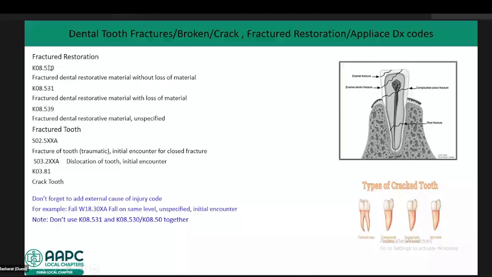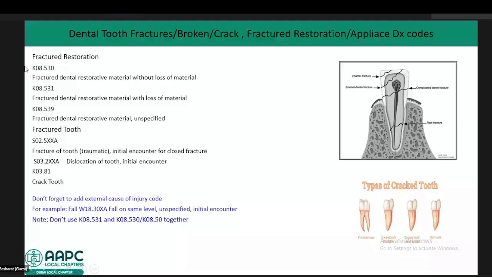Now about the fracture tooth, which I mentioned in the previous slide. If the patient comes with a fractured tooth, you will assign this code S02.15XXA, fracture of tooth, initial encounter, closed fracture. Sometimes when the patient has trauma, the tooth gets dislocated. At that time you can assign this code S03.2XXA. And again, if you see this blue area, I mentioned here that you also have to assign external cause of injury codes. Then the last code is crack.